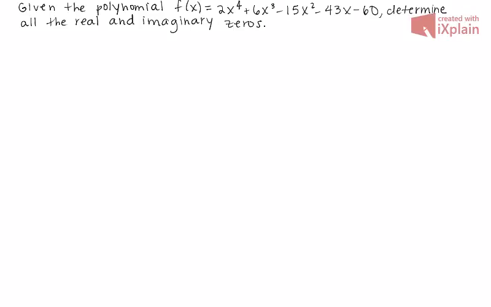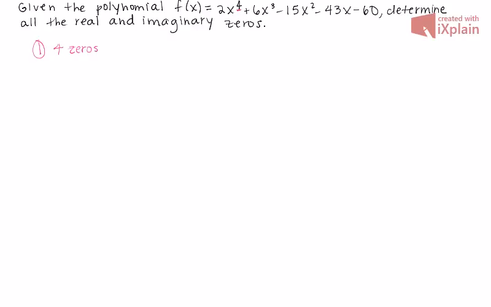For the following problem, I need to determine all the real and imaginary zeros of the given polynomial. For these problems, there are several steps you need to follow. The first step being determining how many zeros this polynomial is going to have. I could figure that out by looking at the degree of my polynomial. Since this polynomial is of degree 4, I know that in the end I should have 4 zeros.